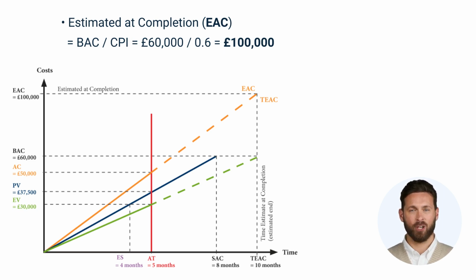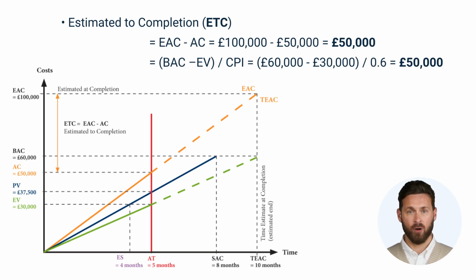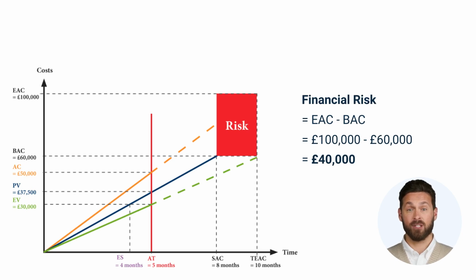By subtracting the actual costs to date from the expected total costs, we finally obtain the anticipated remaining costs until project completion, the estimated to completion. In our example, these amount to £50,000. Alternatively, the expected remaining costs can be calculated by subtracting the earned value from the planned total budget and dividing the result by the Cost Performance Index. The financial risk of this scenario can be quantified at £40,000. This amount represents the difference between the expected total costs and the planned budget.